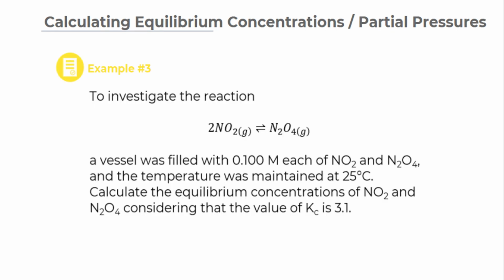Example number 3. To investigate the reaction in example number 5, a vessel was filled with 0.100 M each of nitrogen dioxide and dinitrogen tetroxide, and the temperature was maintained at 25 degrees Celsius. Calculate the equilibrium concentrations of nitrogen dioxide and dinitrogen tetroxide, considering that the value of Kc is 3.1.